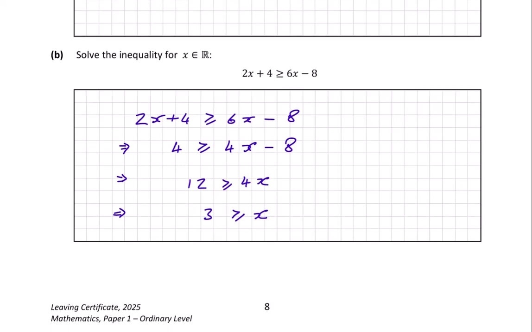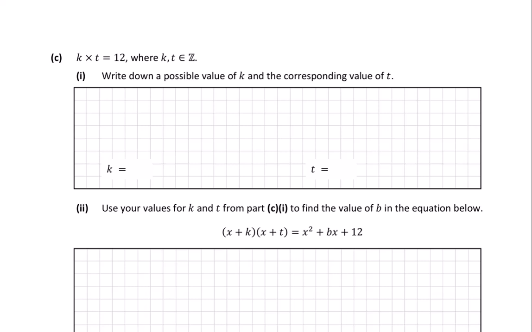Okay, next question. Some number k times some number t is equal to 12. Write down a possible value for k and a corresponding value for t. Well, there are a few different answers here. We could say k is equal to 3. That means we'd have to let t equal 4. 3 times 4 will give you 12. That's what I'm going to use. But you could use 2 and 6. You could use 1 and 12. So a few different answers. So k is 3, t is 4 is what I'm going to use.